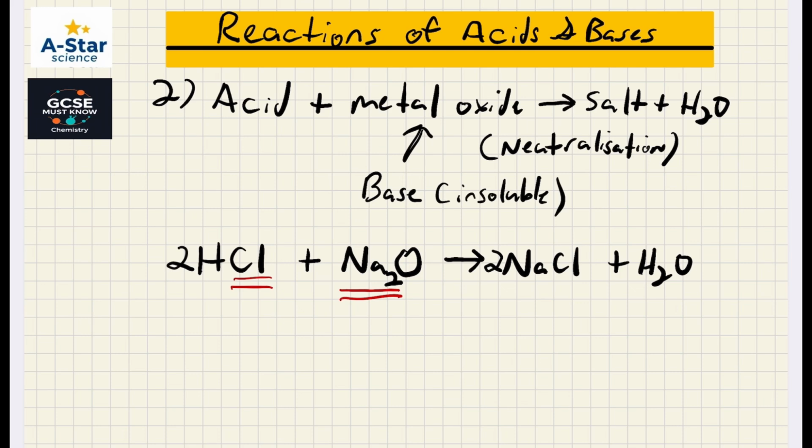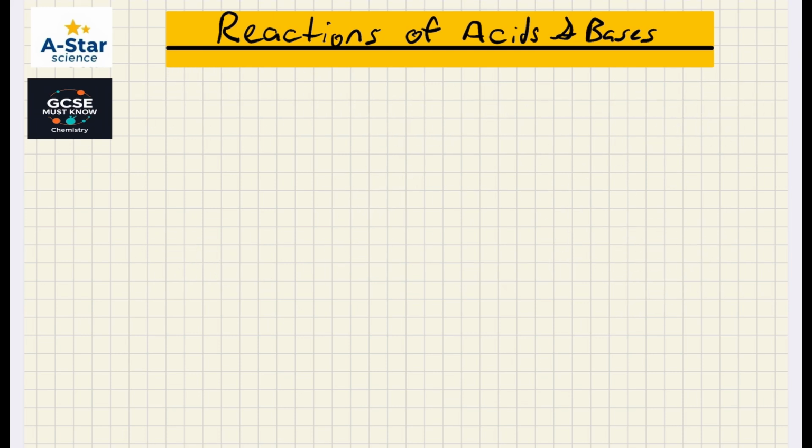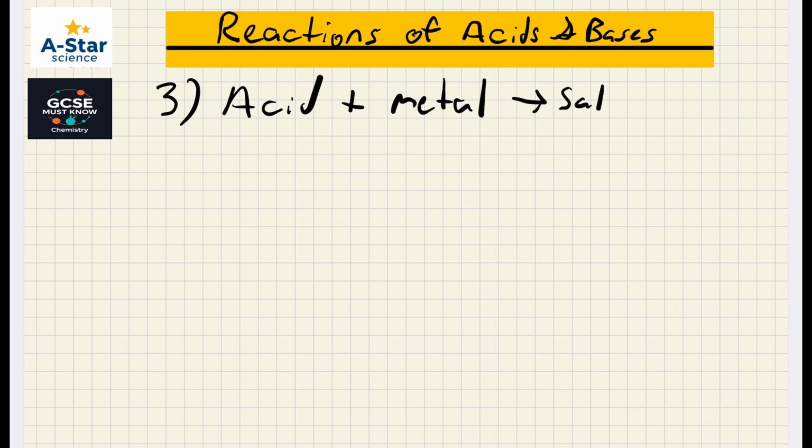Let's look at reaction number 3. Reaction number 3 is an acid plus a metal. And this will give us salt again, plus hydrogen gas. We're going to use g as a state symbol. So an example we can use is hydrochloric acid plus magnesium.